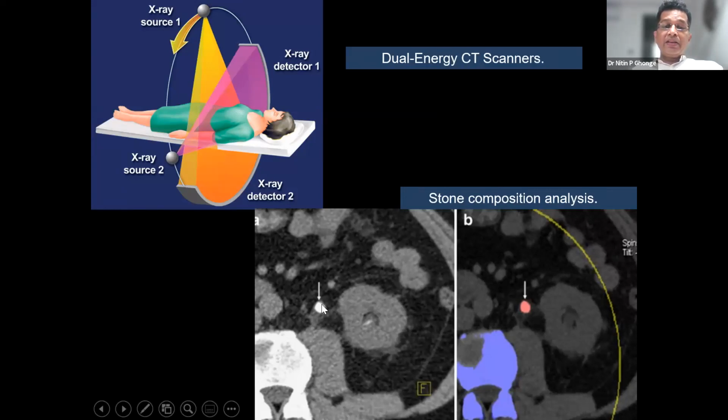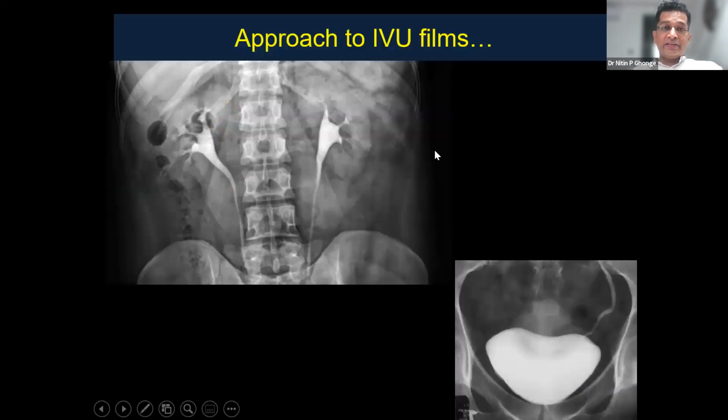can be better evaluated with the dual energy CT or dual source CT. Here you can see the better stone composition with the help of dual energy CT as compared to the routine CT scanners. An approach to IVP is very important, as we can see the films, the renal film, the ureter is seen, and the bladder film.